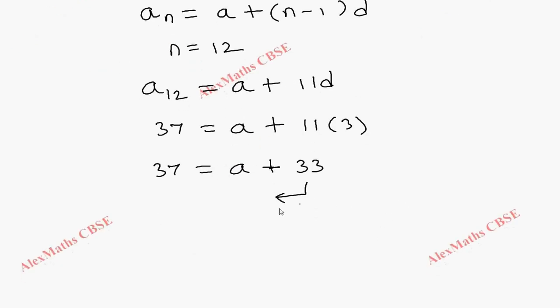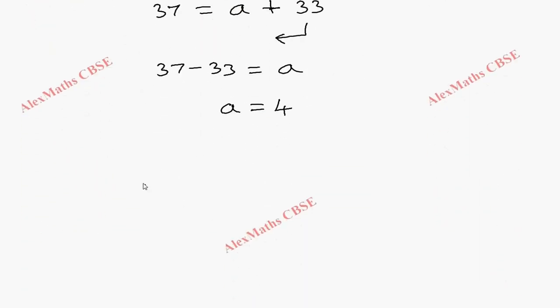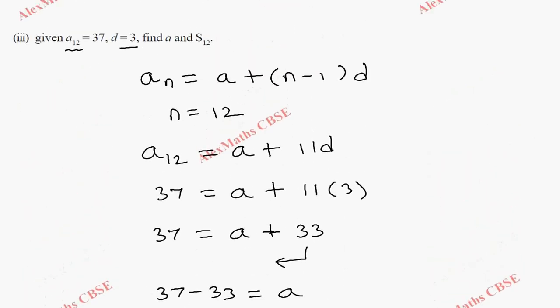So we have 37 minus 33 equal to A, and from this after subtraction the value of A is 4. And the second part, what they need is S12. So we are going to write the Sn formula, that is Sn is equal to n by 2 into A plus An. Since we are going to take the value of n as 12 and we know the value of a12, we are going to use this formula.